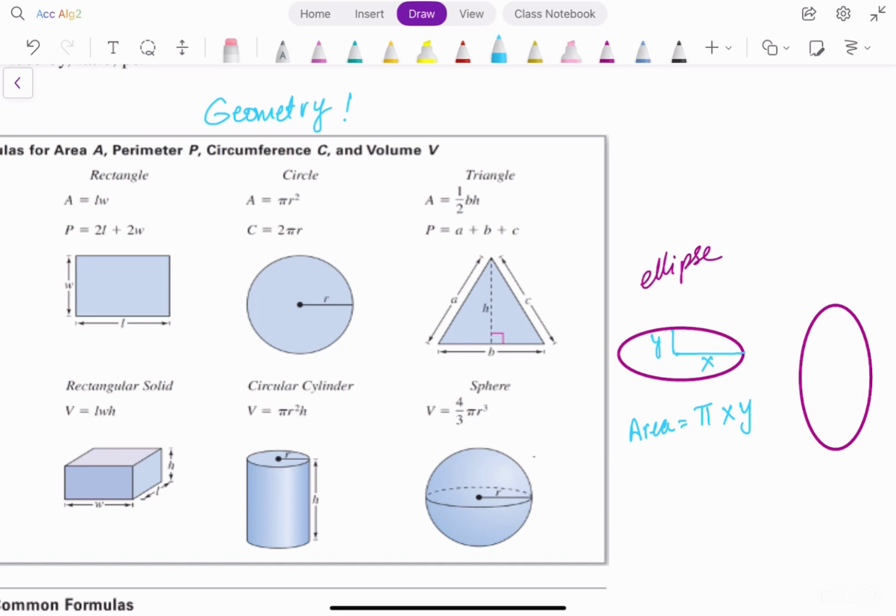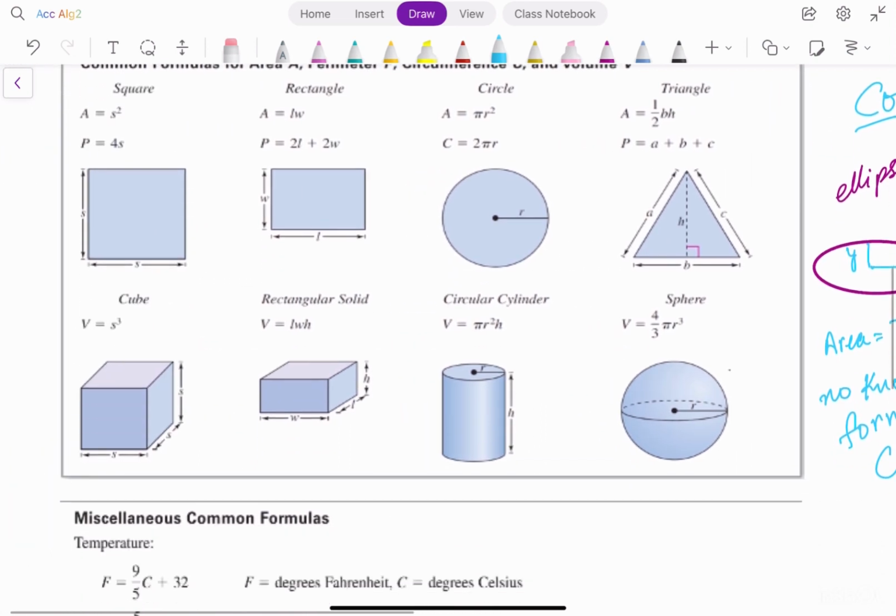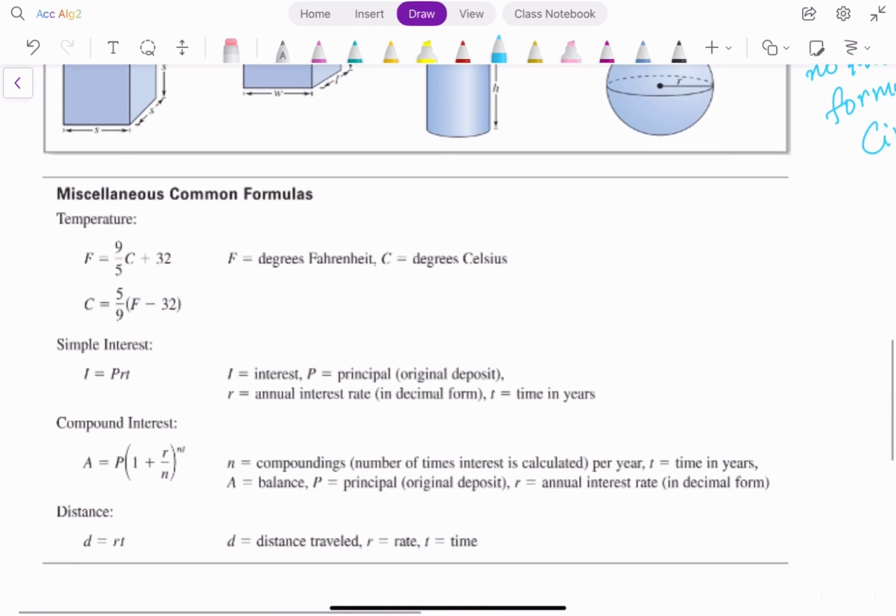So area can be calculated for the ellipse, but we have a problem with the circumference because there is no known formula to calculate the circumference of the ellipse, right? So this is just the basic idea of the geometry, the basic terms that you should be familiar with to navigate through this chapter. And moving beyond, these are the basics you will need even for calculus as well.